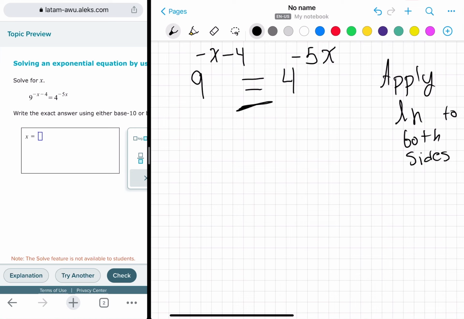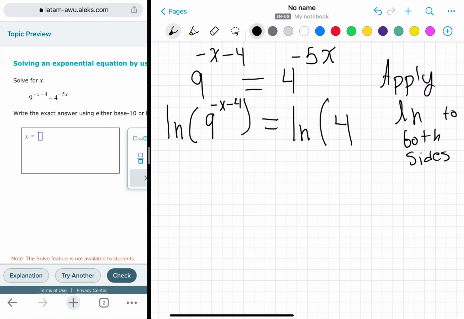of my equality. So if I apply a natural logarithm here on the left side, I have natural logarithm of 9 to the minus x minus 4. And on the right side, I have a natural logarithm of 4 to the minus 5x. All I did here was apply a natural logarithm on both sides. And I could have just applied a logarithm base 10, but for this exercise, let us do a natural logarithm. I did that because I want to apply the power rule, which is what I'm going to do now.